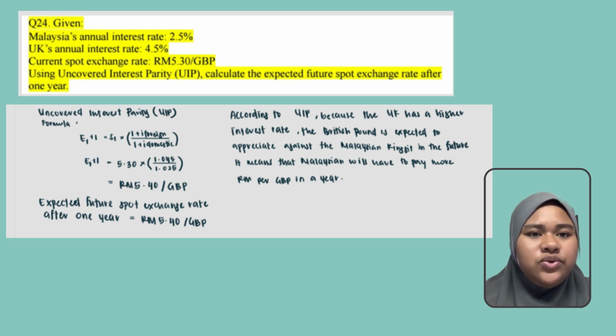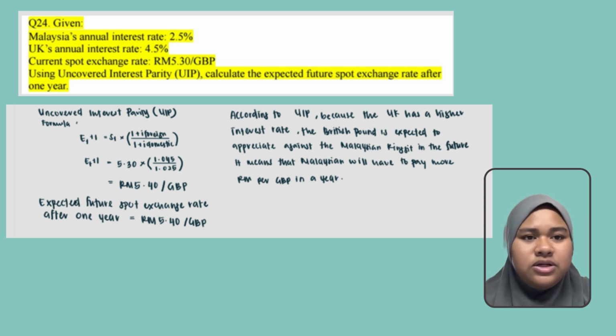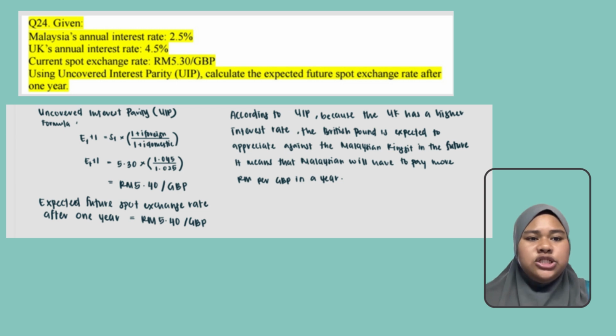E(t+1) equals 5.30 times (1 + 0.045) divided by (1 + 0.025), and we get 5 ringgit 40 cents over GBP. Based on UIP, the expected future spot exchange rate after 1 year is approximately 5 ringgit 40 cents per GBP. This means that the ringgit is expected to depreciate slightly against the British pound due to Malaysia's lower interest rate compared to the UK.